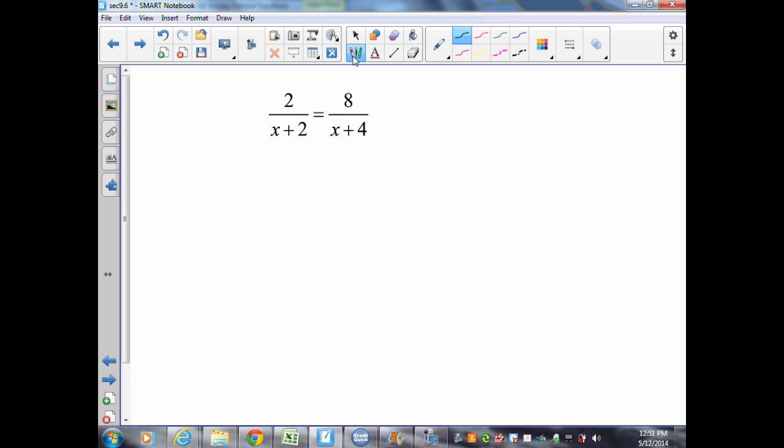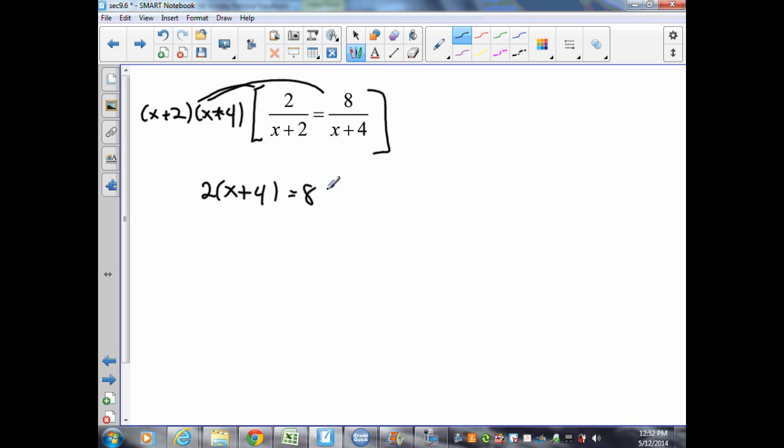Next, I have 2 over x plus 2 equals 8 over x plus 4. Again, no factoring, but I do have a least common denominator of x plus 2 and x plus 4. And when I distribute through each term on each side, the x plus 2's cancel, and that will leave me 2 times x plus 4. And when I distribute through on the next term, the x plus 4's will cancel, and that will leave me 8 times x plus 2.